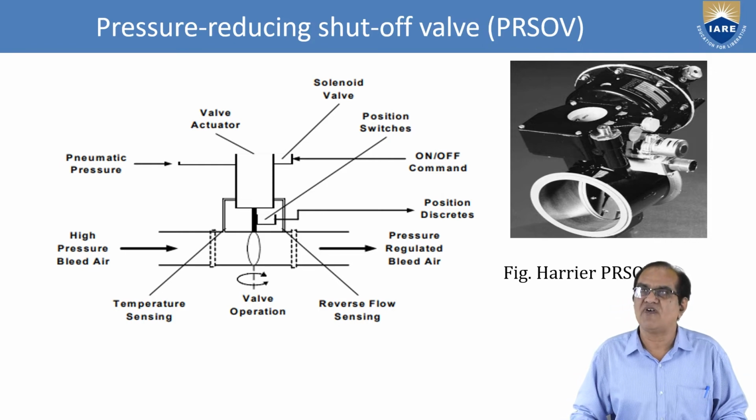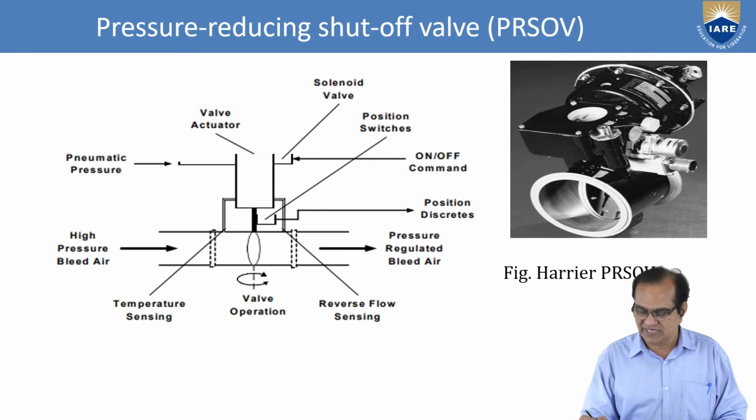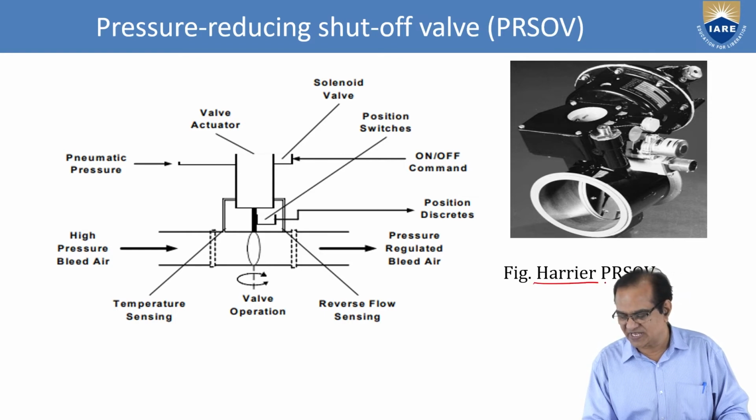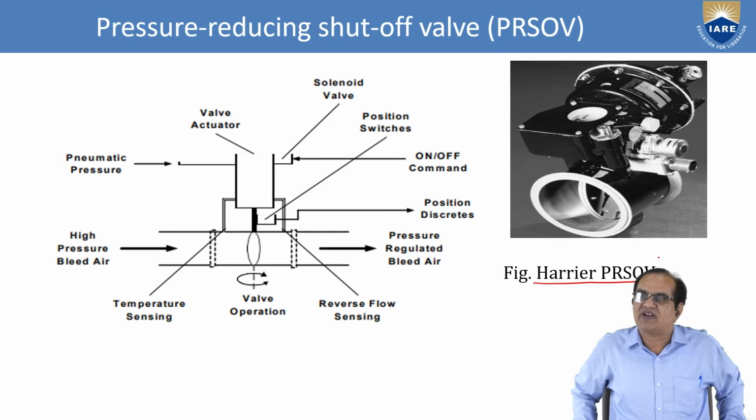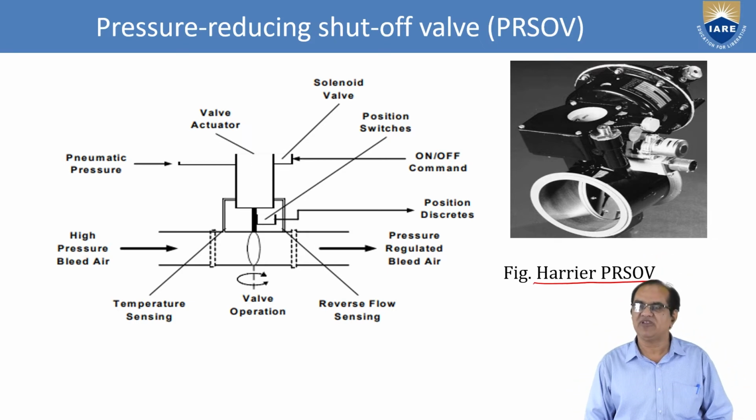Pressure reducing shut-off valve. It is shown here, the Harrier. You know, the Harrier is a very good vertical takeoff aircraft, which was used in our Indian Navy for the INS Vikrant and INS Viraat for a long time. In the last 8 to 10 years, these Harriers have been replaced by the Russian MiG-29Ks. These MiG-29Ks operate from the INS Vikramaditya.